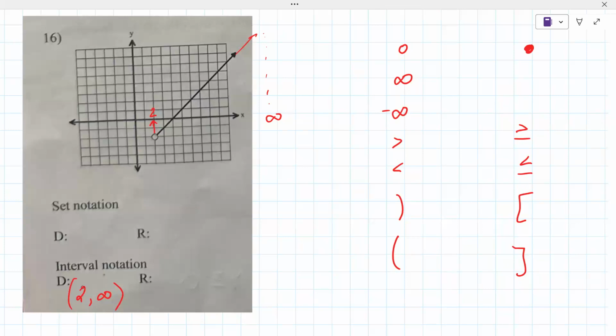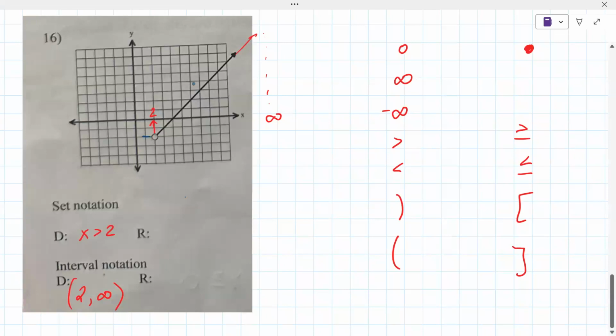Set notation would be x greater than 2. There is some other stuff that you're supposed to write there, but I don't know if your instructor wants that. No, we just did the x plus... Okay.